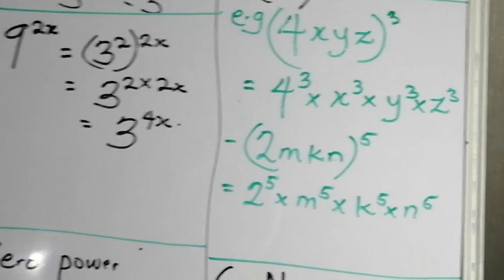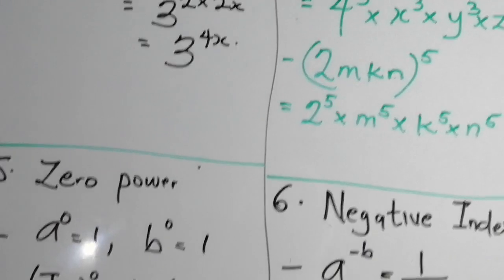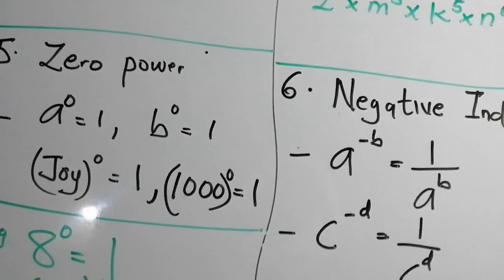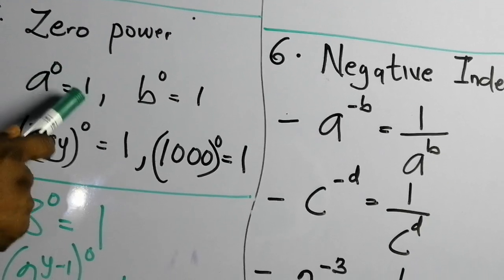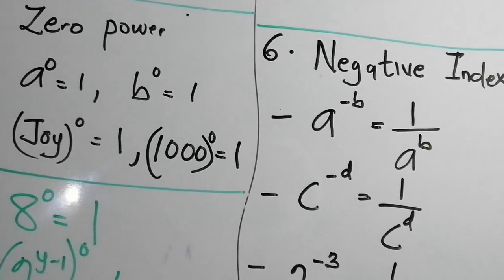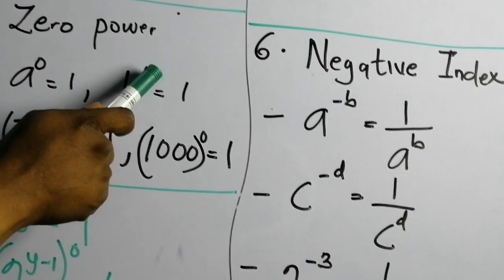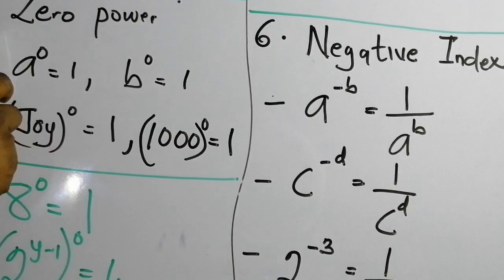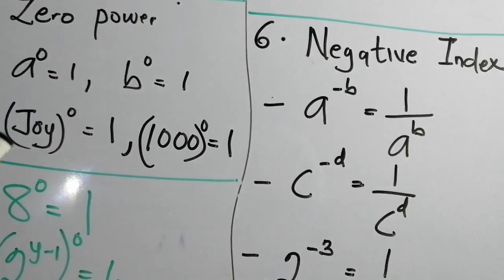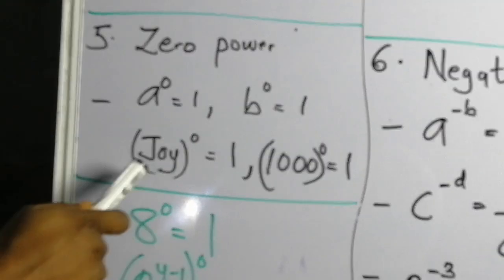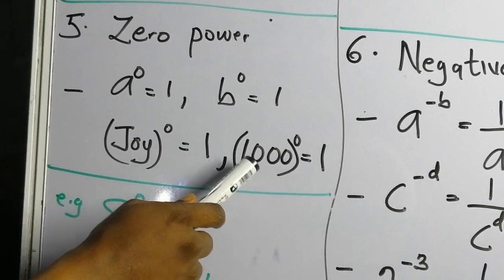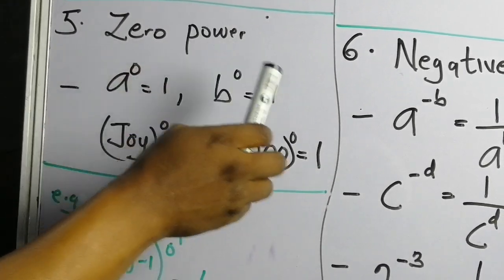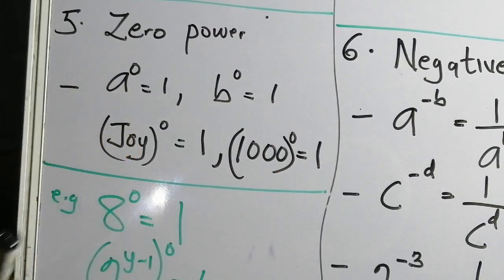Very important. Look at this rule 5 now. Zero power. We all know this one. I've mentioned it before, even in the third part. I've mentioned it severally. A raised to power 0 is equal to what? 1. B raised to power 0 is equal to 1. So in this case, we have zero power. Joy raised to power 0 is equal to 1. 1000 raised to power 0 is equal to 1. B raised to power 0 is equal to 1. A raised to power 0 is equal to 1.